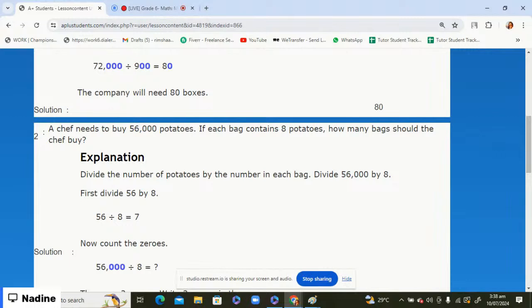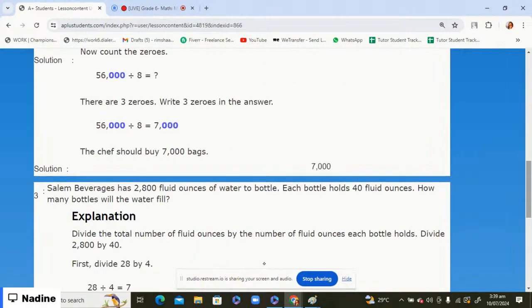Okay, now check it out. A chef needs to buy 56,000 potatoes. If each bag contains 8 potatoes, how many bags should the chef buy? So 56,000 divided by 8. As we know, when you divide 56 by 8, it's 7. But there are some zeros outside, so how many zeros in total? 8 times 7 is 56, and 7,000 is your answer.